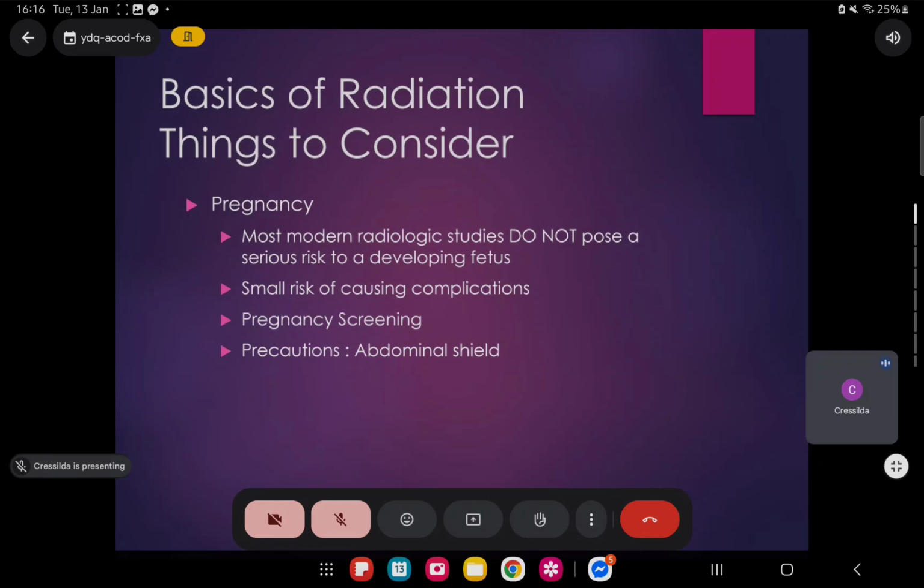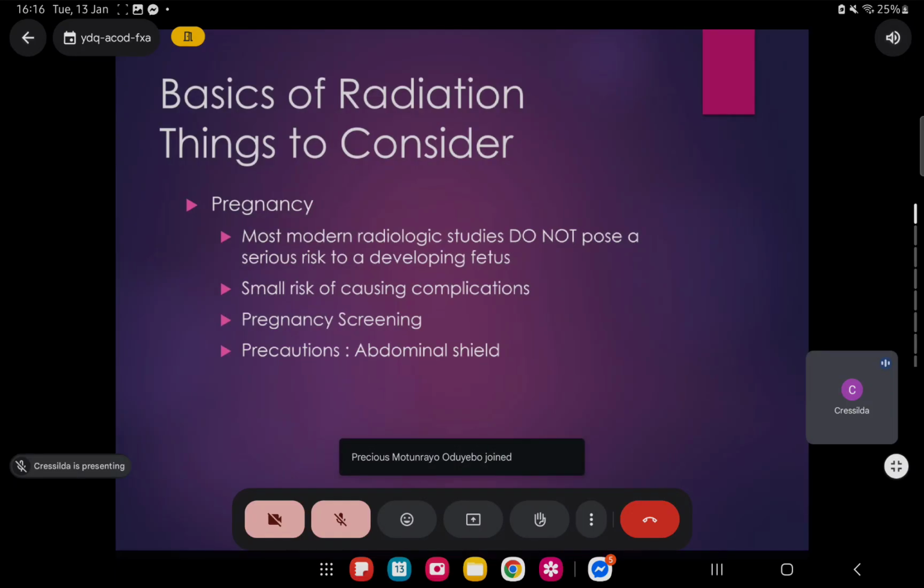However, in the local setting, any procedure wherein there is radiation or ionizing radiation, we would do a pregnancy screening. So, for those who are pregnant, most of them would be in their last trimester of pregnancy, and they need to have an X-ray or whatever radiation emitting procedure. Then we would be using an abdominal shield.